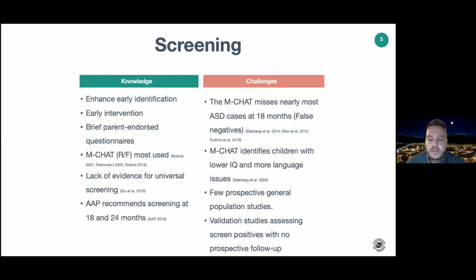A recent paper we conducted shows that the MChat identified children with lower IQ and more language issues. Some of the challenges here are that there are few prospective general population studies. Most screening studies are conducted and instruments are validated by including the screen positive, the kids regarded as at risk, and then they do an assessment, while of the children screening negative, a very small portion are seen in clinic, and very few studies are following these children up over time. So we don't really know what happens to the screen negatives. So these are just challenges.